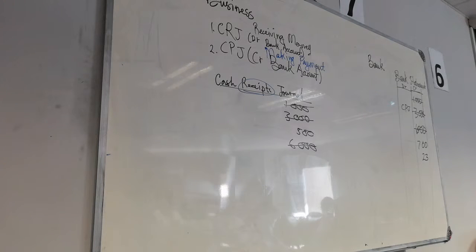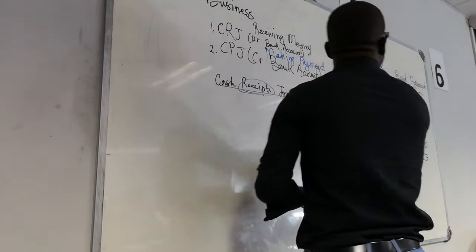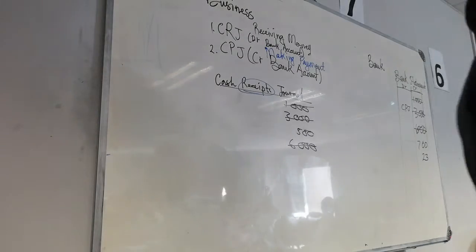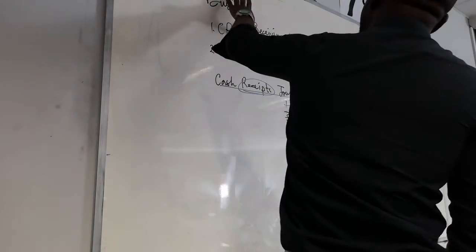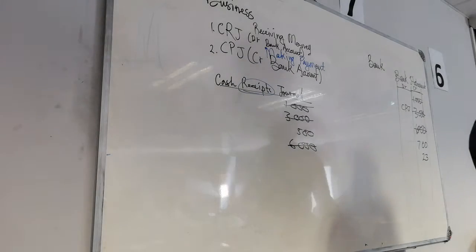Are we together? So we say that we deposited money. The bank doesn't know about it. It's a matter of time before they figure it out. That's why we call it a timing difference. Are we together? Timing difference. Now, once you've got a timing difference, something that is in our document, that's the business, but it's not in the bank statement, it's a timing difference.